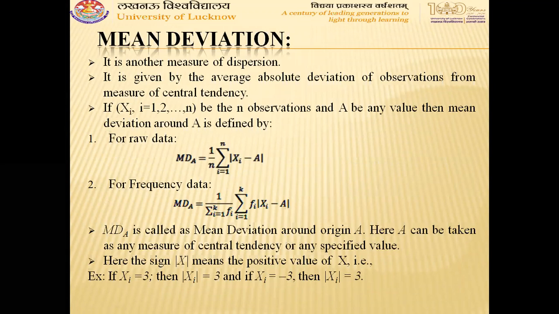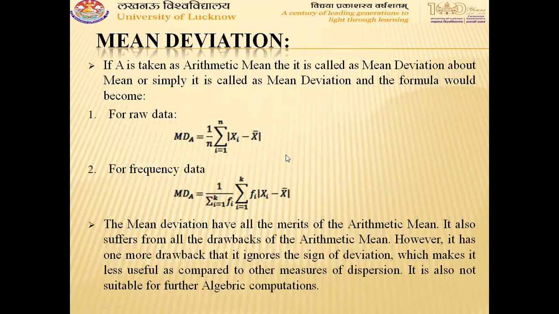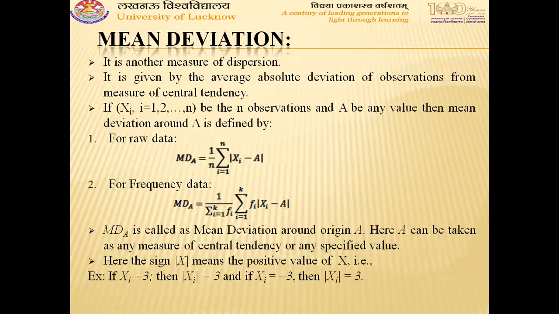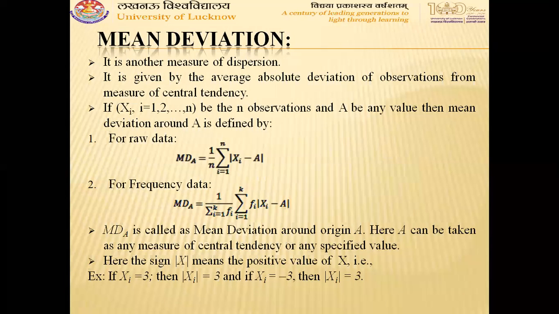The second absolute measure of dispersion is mean deviation. It gives an improvement over range in that it considers all the observations. It is given by the average of the absolute deviations of the observations from a measure of central tendency. That measure of central tendency may be the mean, median, mode, harmonic mean, geometric mean, or any other measure of central tendency.